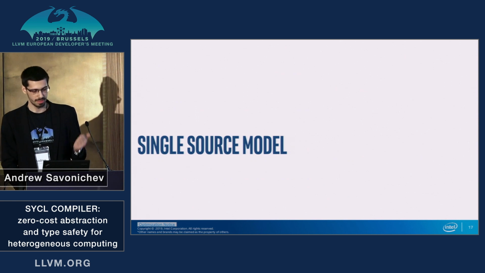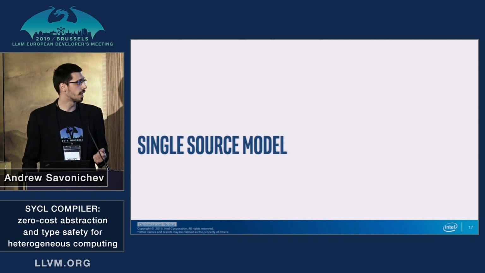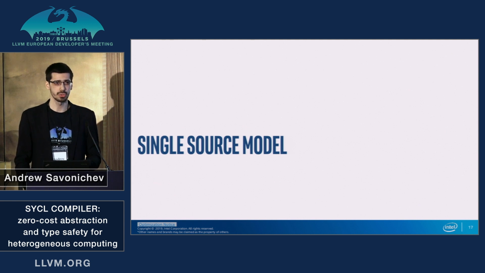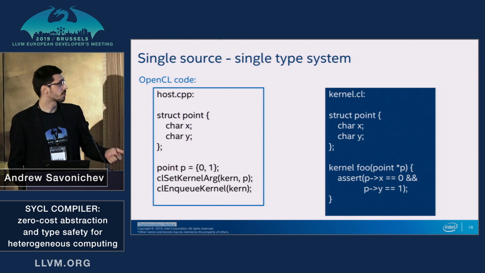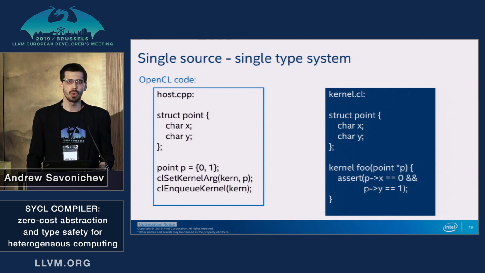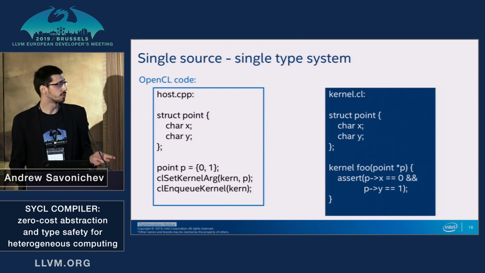Now, the single source. This is another great feature of SYCL, which is better explained with an example of a framework that does not have a single source model. For example, OpenCL. Well, in OpenCL, you write code in two files. One file is for host, another file is for device. You compile them with two separate compilers, and you put this into files.